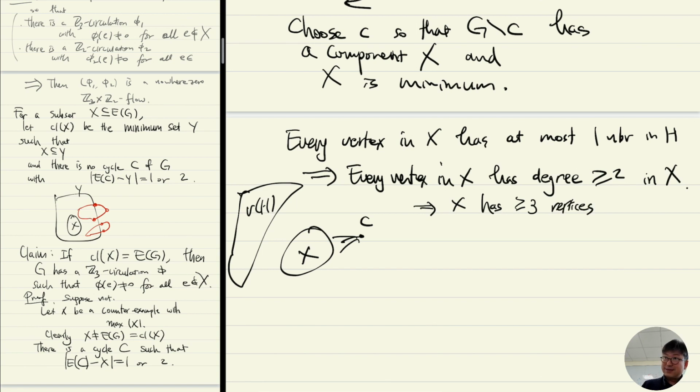All right. In order to have a degree, you need to have neighbors inside X. Oh, no, actually 2. Right? Because the degree could be you have one and up to C you have another neighbor. So X has at least 2 vertices.